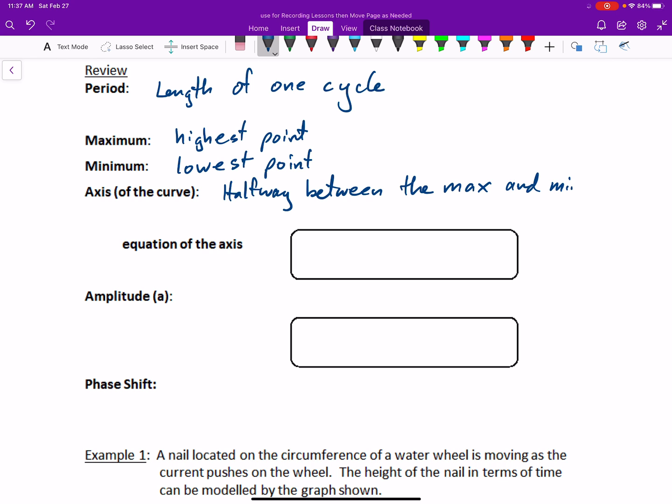So we can represent that with a horizontal line. Being halfway in between, it's really the average of the max and the min. So it's going to be a horizontal line. It's going to be y equals the max plus the min divided by 2. Add them together, divide them by 2, that's the average. That'll be halfway in between.